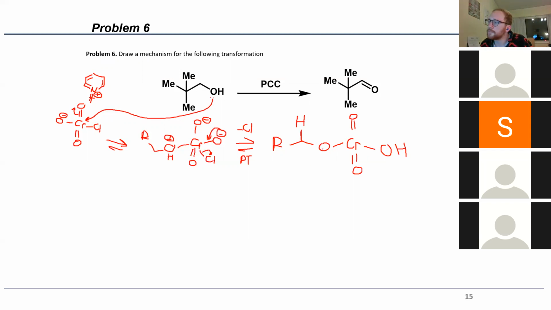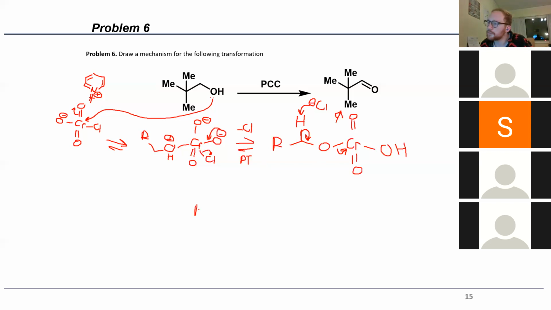Okay, and now that we have an intermediate like this, base in our reaction mixture, be it the chloride, can now come down and subtract this hydrogen, which ejects our activated chromate ester to give us the aldehyde product.